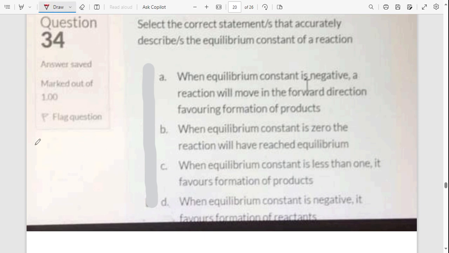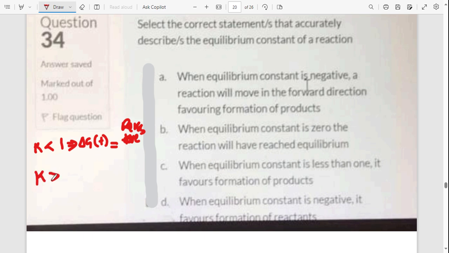So when K is less than 1, this will be the same as change in Gibbs free energy being positive. K being less than 1 means that it is negative, right? And Gibbs free energy is going to be positive. This reaction is going to be non-spontaneous, so it goes in a reverse direction. Every time delta G is positive, that reaction is not spontaneous.